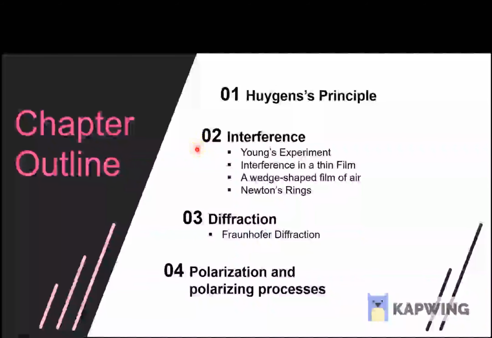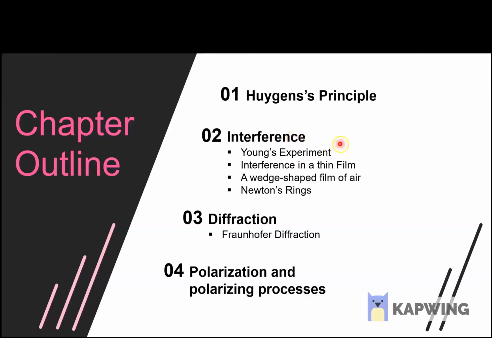Okay, before we go further, there is a chapter outline that you will learn, which is Huygens' principle, and interference. In interference, you will learn about Young's experiment, interference in a thin film, a wedge-shaped film of air, and Newton's ring. Third is about diffraction, Fraunhofer diffraction, and fourth is polarization and polarizing process.